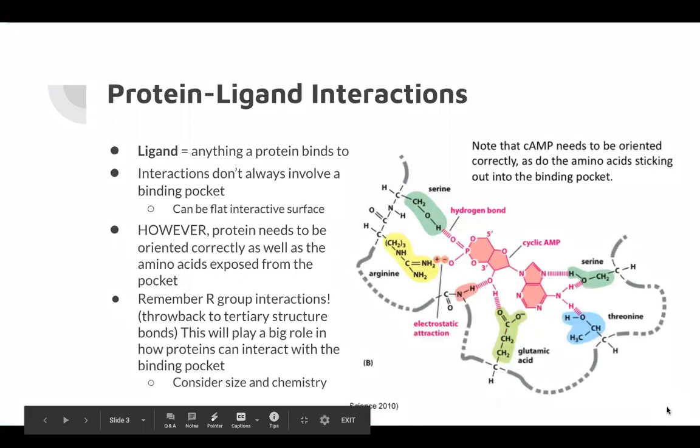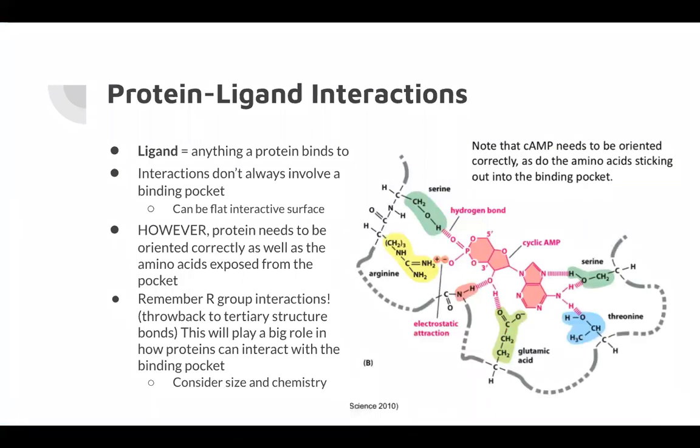So for a little review of the protein ligand interactions, ligands are essentially, it's a broad term, anything that a protein binds to. So in the picture on the side, in this case, the cAMP, or the cyclic AMP, that's a ligand. And then it binds into the binding pocket of a protein, but it doesn't always have to be a pocket like the picture is showing. It can just be like a flat surface, something that the ligand can interact with and bind to. So that's just something to keep in mind.